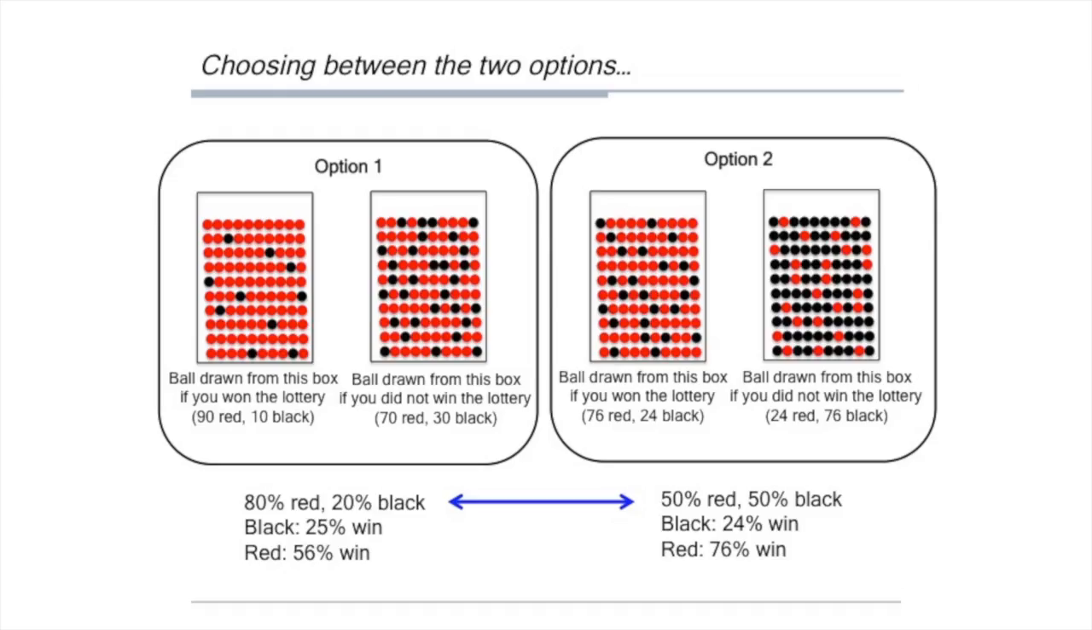Looking at these two options side by side, we realize that in option 1, you are more likely to see a red ball, and in option 2, you are just as likely to see a red ball as a black ball. In option 1, seeing a black ball means your chances of winning are 25%, and seeing a red ball means that your chances of winning are 56%. In comparison, in option 2, seeing a black ball means that your chances of winning are 24%, and seeing a red ball means your chances of winning are 76%.